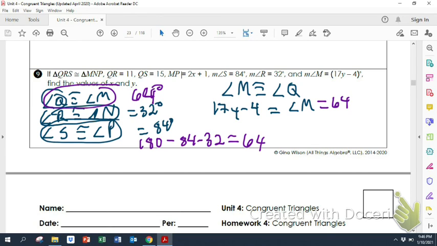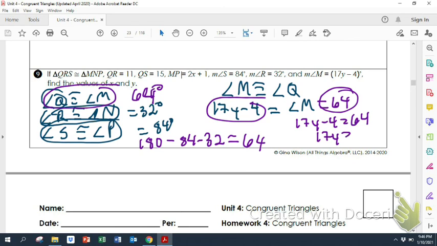Now we can use it to figure out what y is. So we're going to say 17y minus 4 is equal to 64 degrees. If we add 4 to either side, we're going to have 17y is equal to 68. And then if we divide by 17, we know that y is equal to 4.